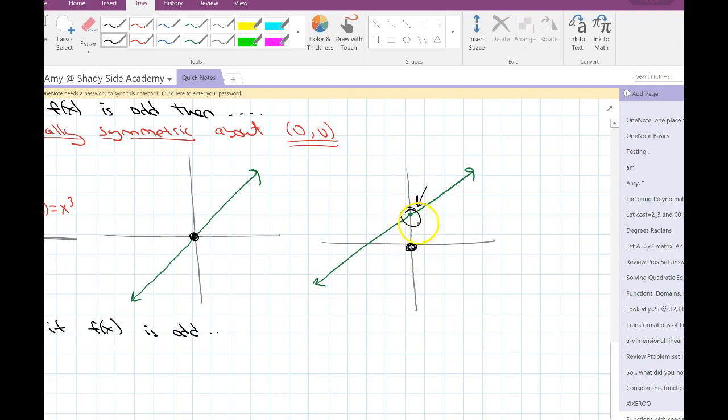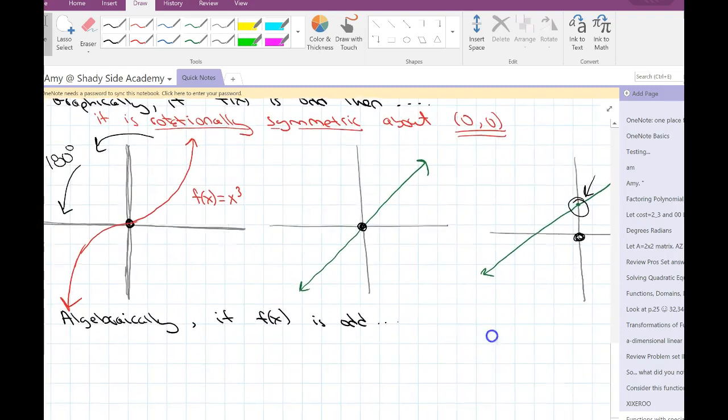It's also not reflection symmetric about the y-axis. So this function here is neither even nor odd. There's nothing special about that function. And of course it's wrong. There's plenty of things special about everyone, but just not in the context of even or odd, okay? So we would say this is neither even nor odd, all right?